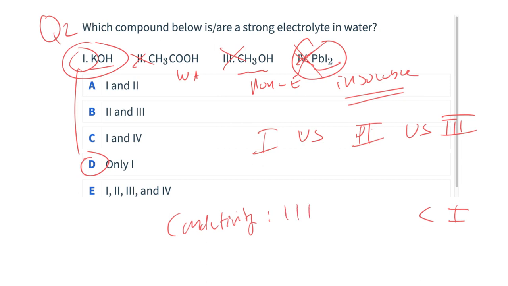3 is going to be the least because it doesn't have any ions, or very few, if any, ions at all in solution because it's a non-electrolyte. 2 is a weak electrolyte, so it has some ions. So if you're thinking of electrolytic nature, the conductive nature, solution 1, KOH and water, would be the most conductive, acetic acid in the middle, and then methanol at the low end.